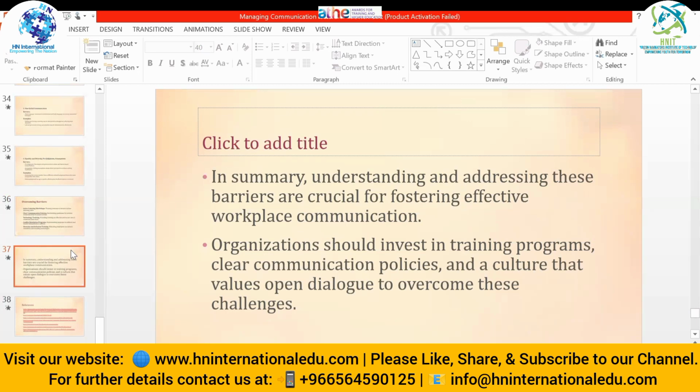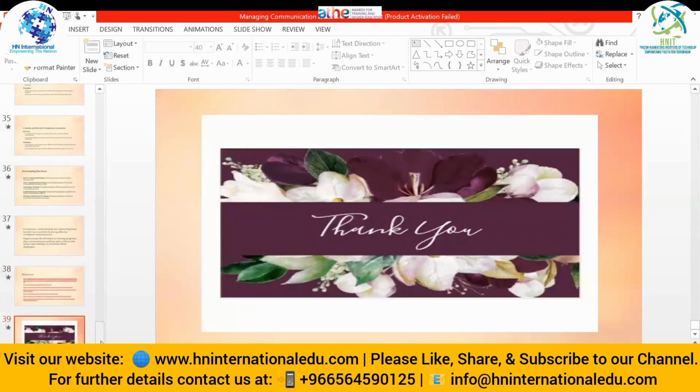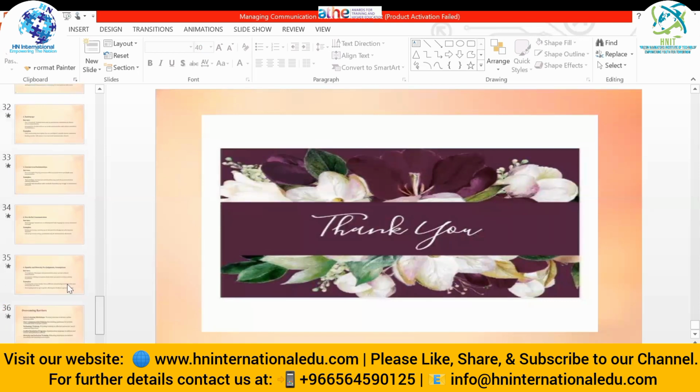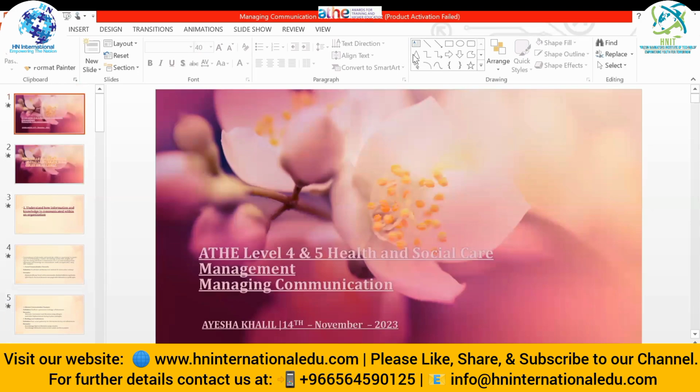So these were the certain barriers which actually occur in the workplace while we communicate with people and employees. These are the references, and that's it. We are done with learning outcome one for activity one, and inshallah, in the next class, we will be doing LO2 as well.